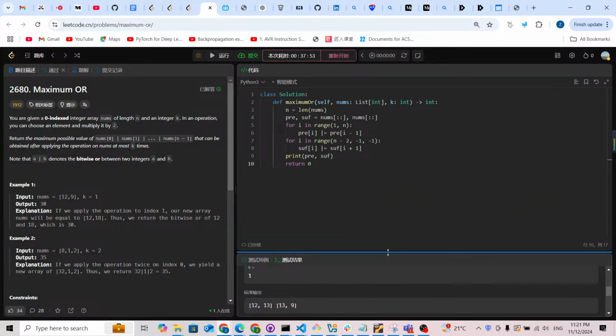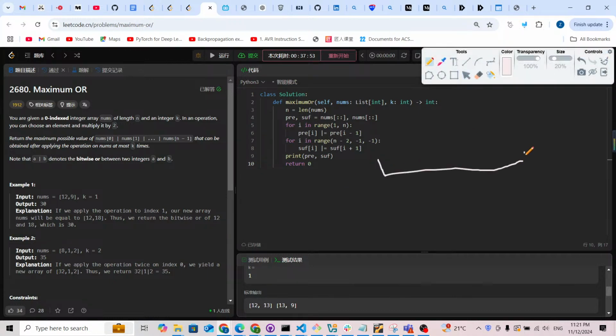But for this problem, we can calculate it like that, but how can we calculate the final result? For example, this is the prefix array, and this is the suffix array. They are equal in length. If we are going to calculate some number inside of the nums, for example, this num, what's going to happen? It must be something at the left side of the prefix array, and it must be something at the right side of the suffix array.